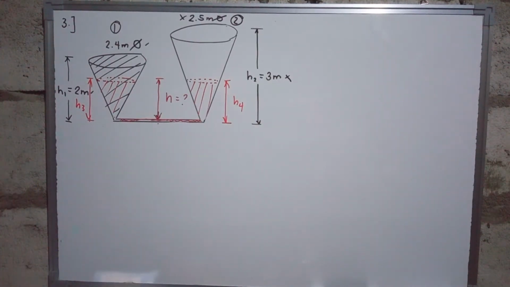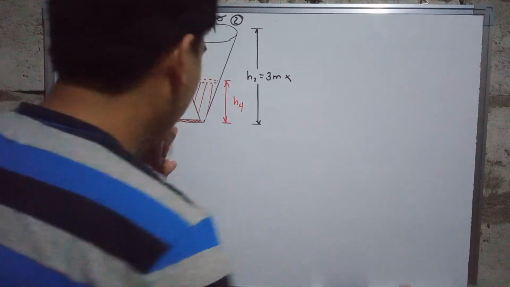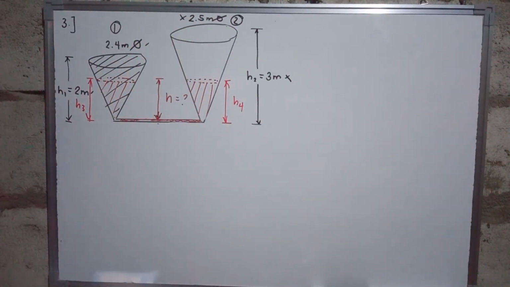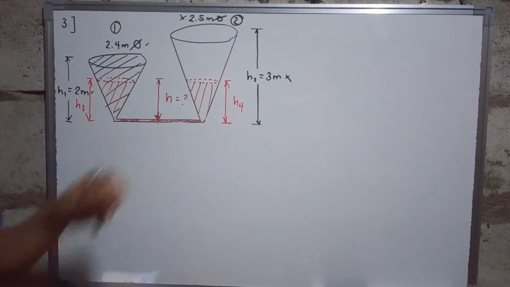If the water is allowed to flow through the connecting pipe, find the level to which the water will ultimately rise at the same height. Neglect the water in the pipe. So since wala namang sinabing dimension ng pipe natin, ine-neglect natin yung water na magpa-flow dyan.